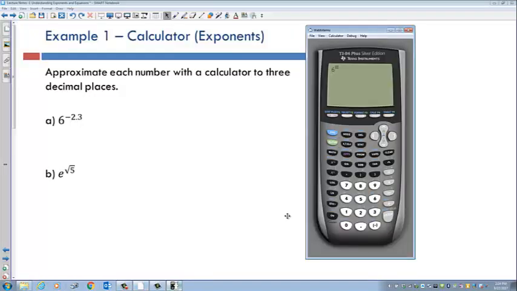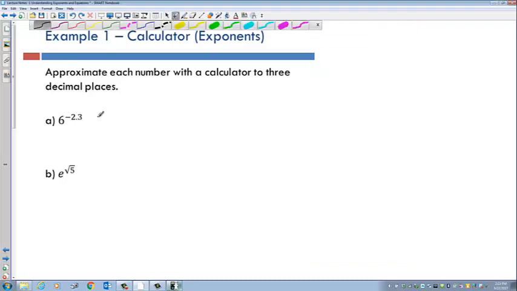So we're going to hit 6, and then raise to the negative 2 thirds, and then hit enter, and it spits out the answer. And we want it to 3 decimal places, so we'll look at the 4th decimal place here, which is a 2, so we'll just drop it off. So this is approximately 0.016.